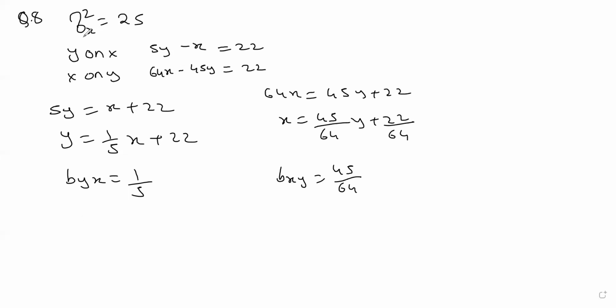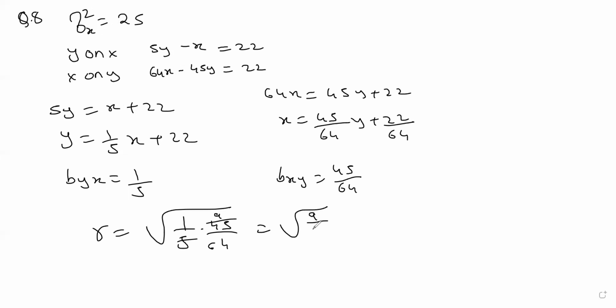Now we want to find the standard deviation of y when the variance of x is 25. So we can find r first, because byx and bxy are 1 by 5 and 45 by 64. This will be 9 by 64. So under root 9 by 64 is 3 by 8. So r is 3 by 8.